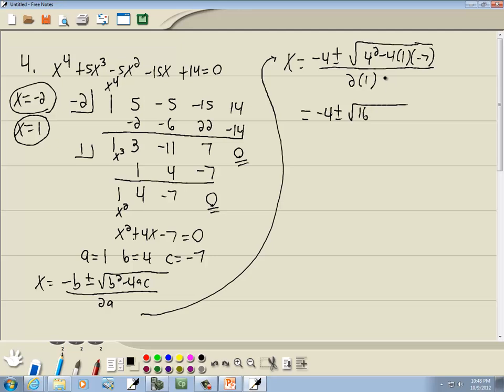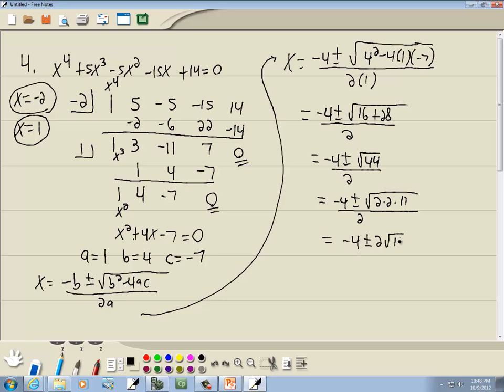Now 4 squared is 16. Negative 4 times 1 is negative 4, times a negative 7 gives us a positive 28. 2 times 1 is 2. 16 plus 28 is 44, over 2. Now 44, the prime factorization of it is 2 times 2 times 11. And remember, with a square root, we're looking for a pair of numbers. Here's a pair of 2s, so the pair of 2s is going to come out in front as a single 2. So we've got negative 4 plus or minus 2 square root of 11 over 2.